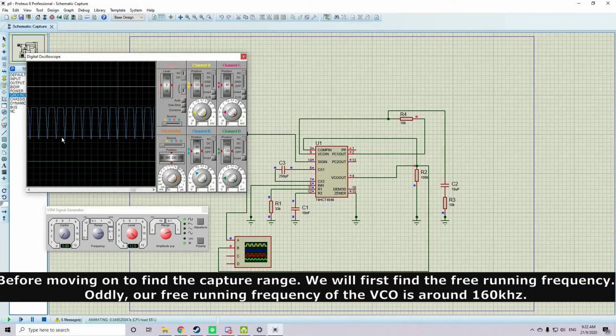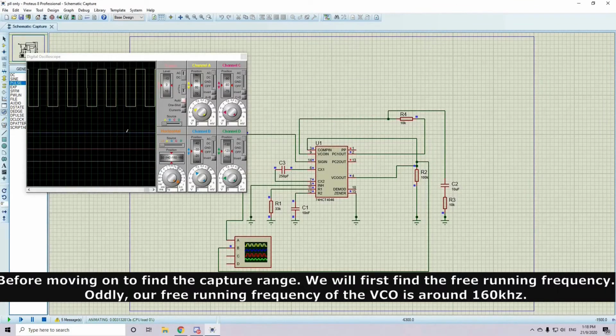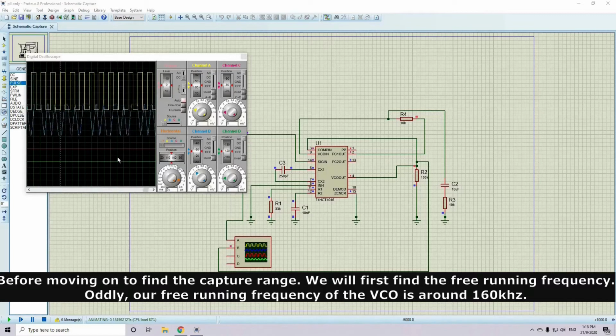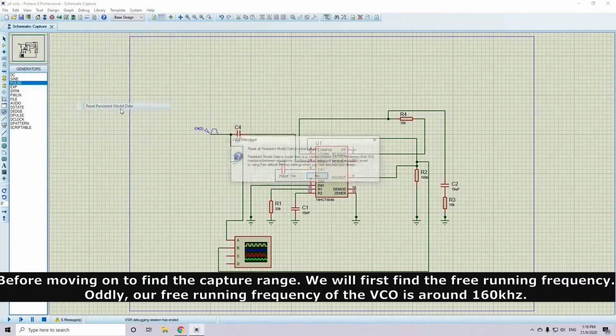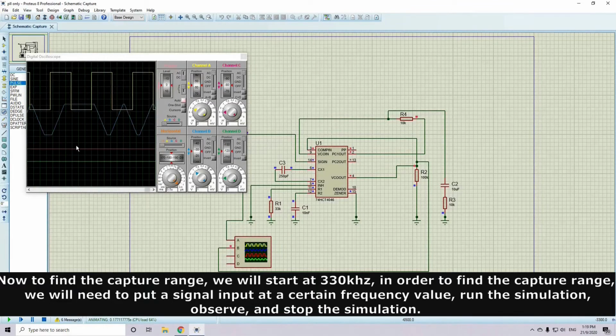Before moving on to find the capture range, we first need to find the free running frequency. Oddly, our free running frequency of the VCO is around 160 kHz. Now to find the capture range, we will start at 330 kHz.